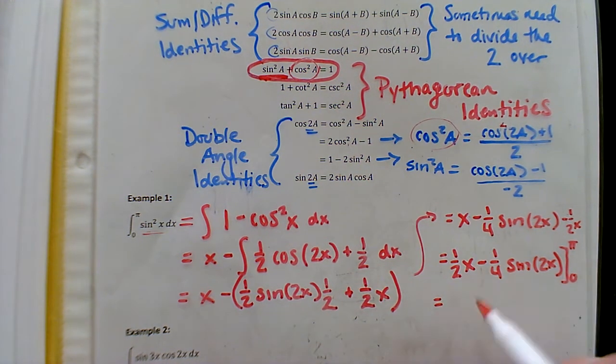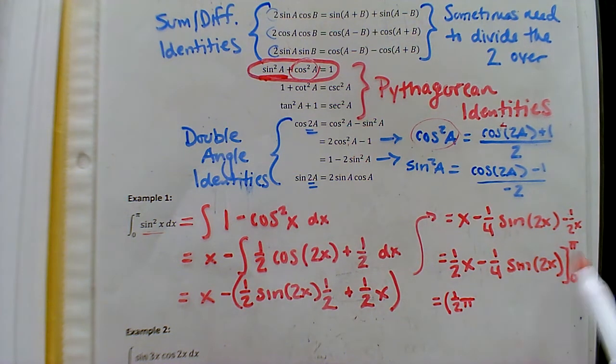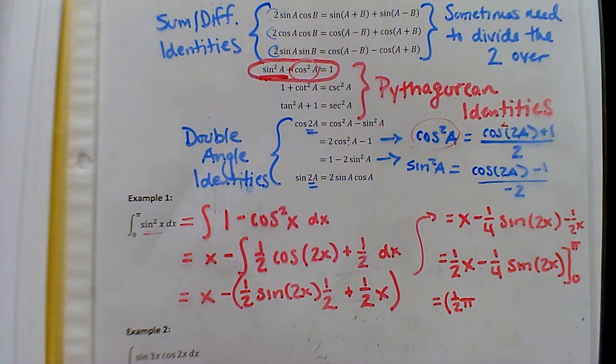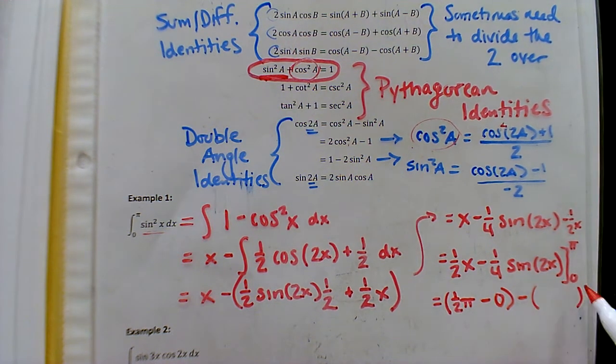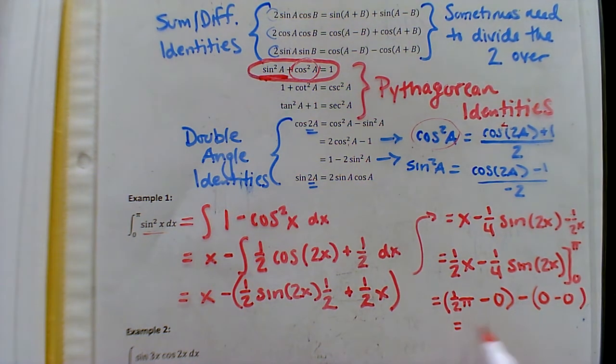Let's see, if we plug in pi, that'd be 1/2 pi. And then if we plug in pi into our trig function, we would have sine of 2 pi, which is 0. Okay, so minus 0. And then subtract what we get when we plug in 0. Well, 0 for that x is going to be 0. And then plug in 0 there. Sine of 0 is still 0. So looks like we're just left with 1/2 pi.